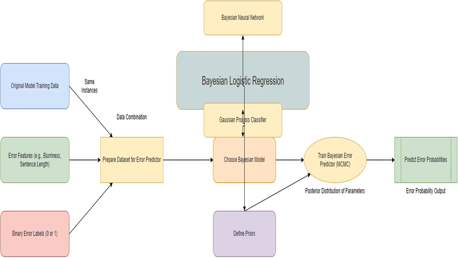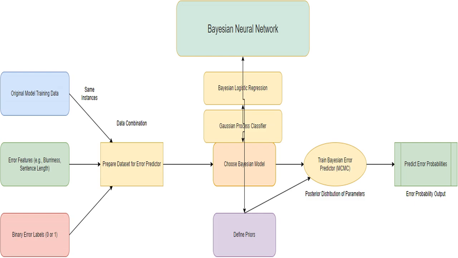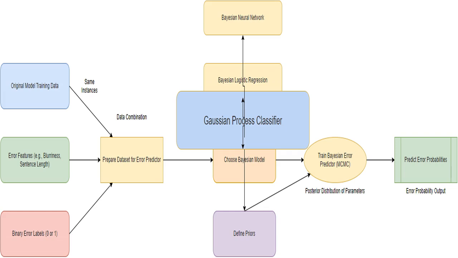Bayesian logistic regression, a common choice for binary classification where the error label is the target variable. The weights have prior distributions. Bayesian neural network. This provides uncertainty estimation, which is useful in error prediction to quantify the confidence in predictions of errors. Gaussian process classifier. A good choice particularly when dealing with complex relationships between error features and errors made by the original model.